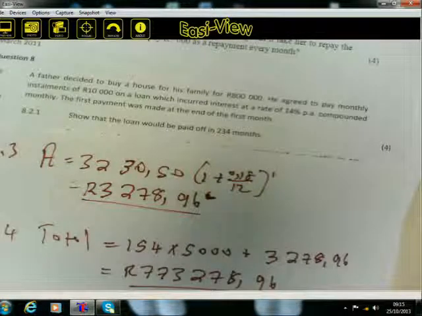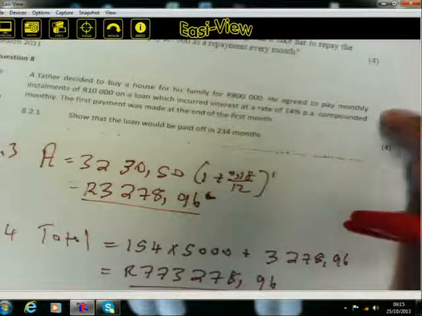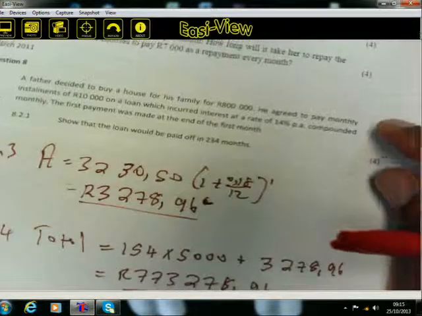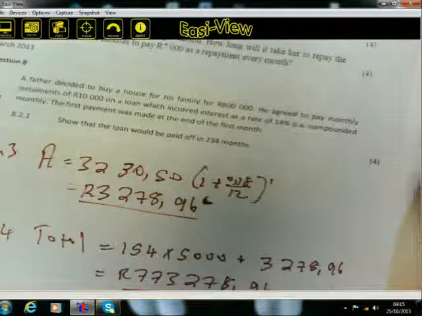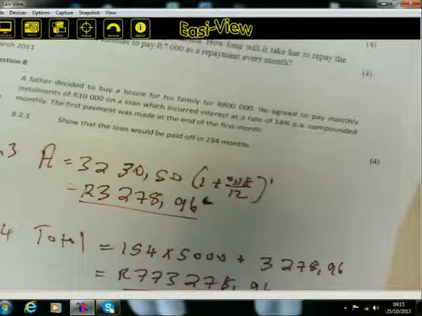Right, good people, it's a 4-mark question. I will give you 3 minutes to go through the question, then I'm going to discuss the question with you. Please make sure that you practice this one. The more you practice, the better you'll understand. Thank you. After 3 minutes, we are back.